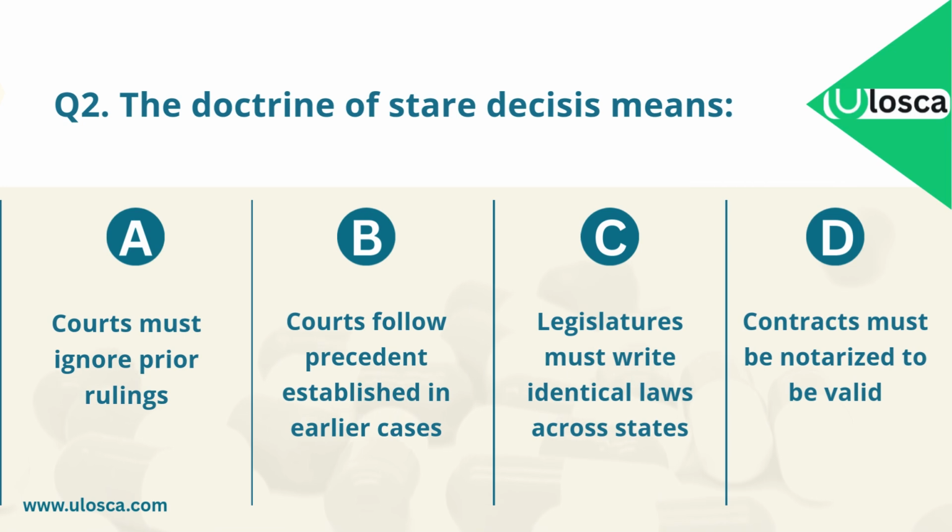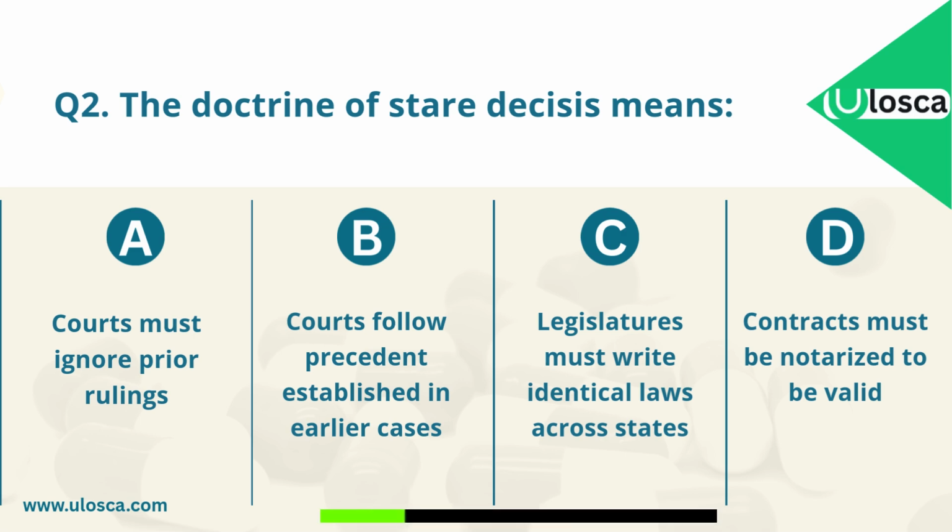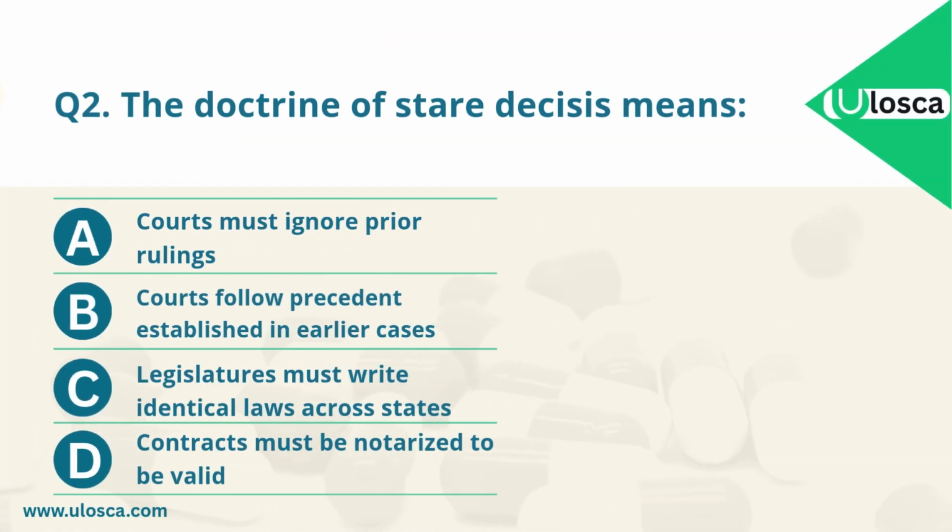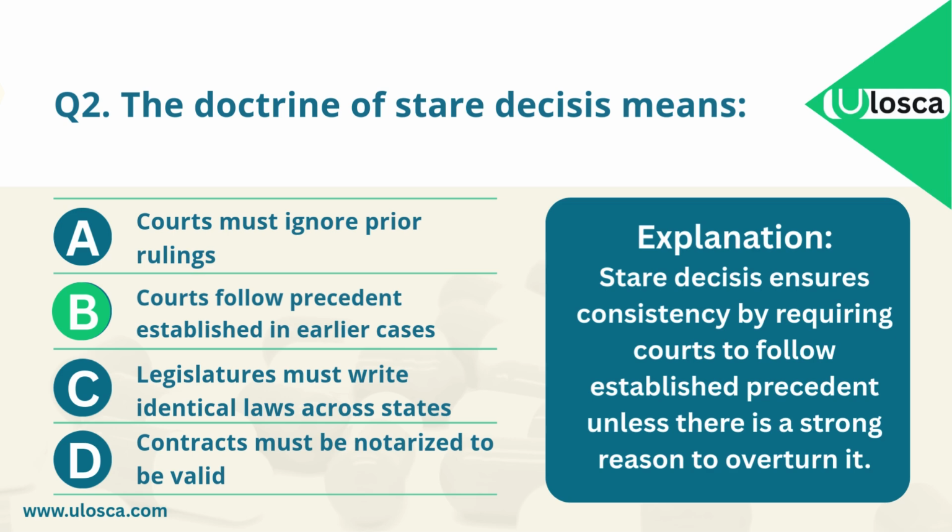Question 2. The doctrine of stare decisis means A. Courts must ignore prior rulings. B. Courts follow precedent established in earlier cases. C. Legislatures must write identical laws across states. D. Contracts must be notarized to be valid. Which one is the correct answer? The correct answer is B. Courts follow precedent established in earlier cases. Explanation. Stare decisis ensures consistency by requiring courts to follow established precedent unless there is a strong reason to overturn it.